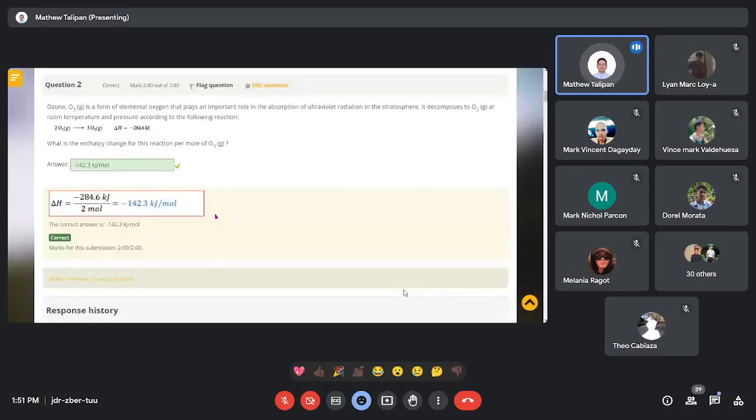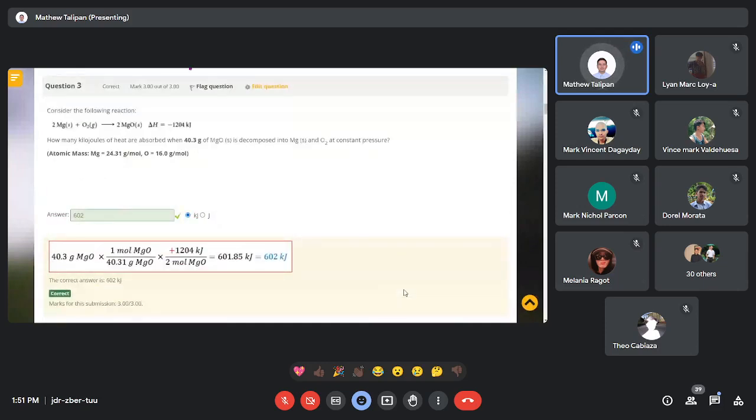So you know how to convert from one unit to another unit. The problem is the usual problem we encounter for finding the reaction at constant pressure. So the question asks you how many kilojoules of heat absorbed.